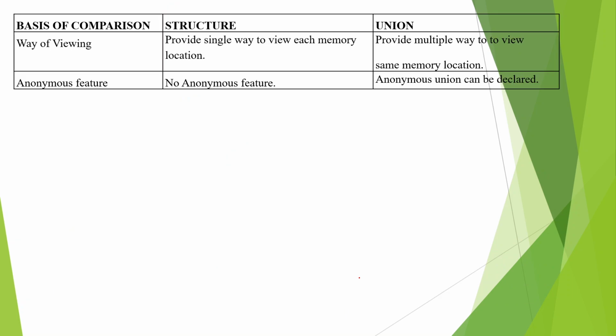Way of viewing: a structure provides a single way to view each member location, each memory location, and a union provides multiple ways of viewing the same memory location. You can create an anonymous union, but you cannot create an anonymous structure. Anonymous means without a name. It is an advanced-level concept in data structures, which you will study later. So a structure without a name is not possible, but a union without a name is possible.